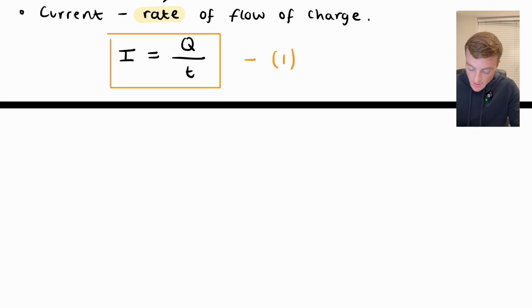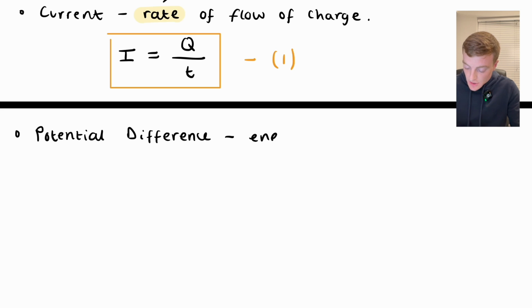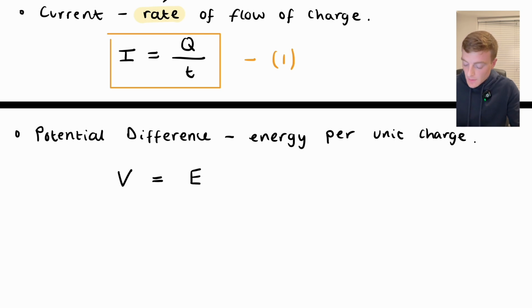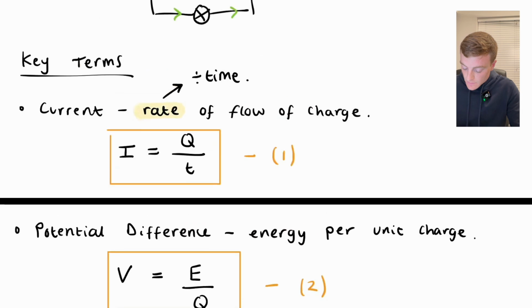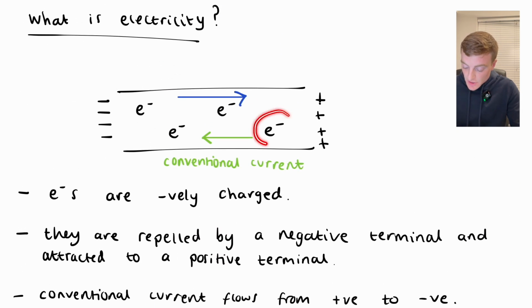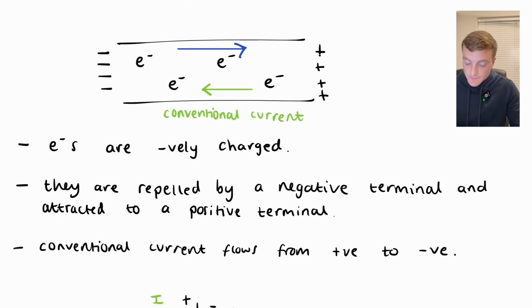The next key term is potential difference. This is just the energy per unit charge. So potential difference is energy, because we've used the word per, that means divide, per unit charge. So it's essentially how much energy does each electron carry.